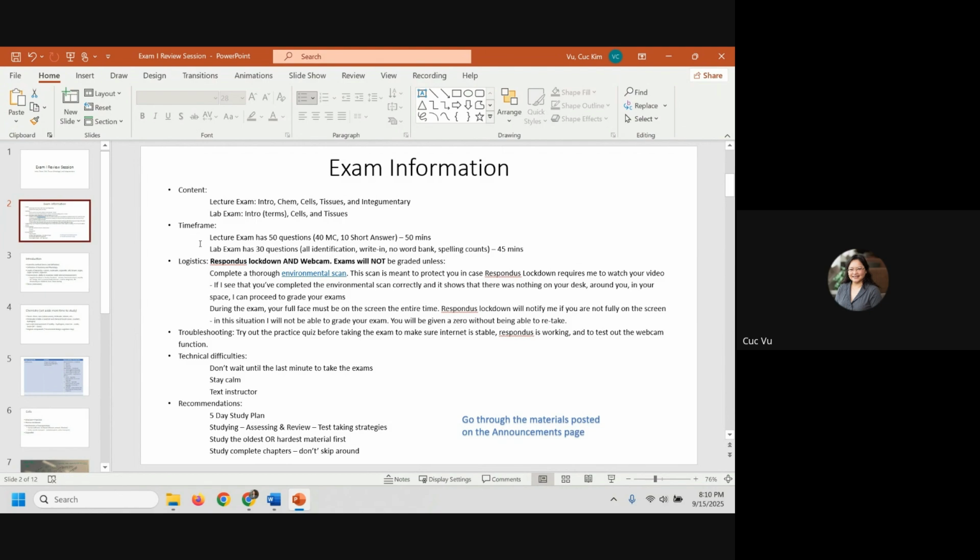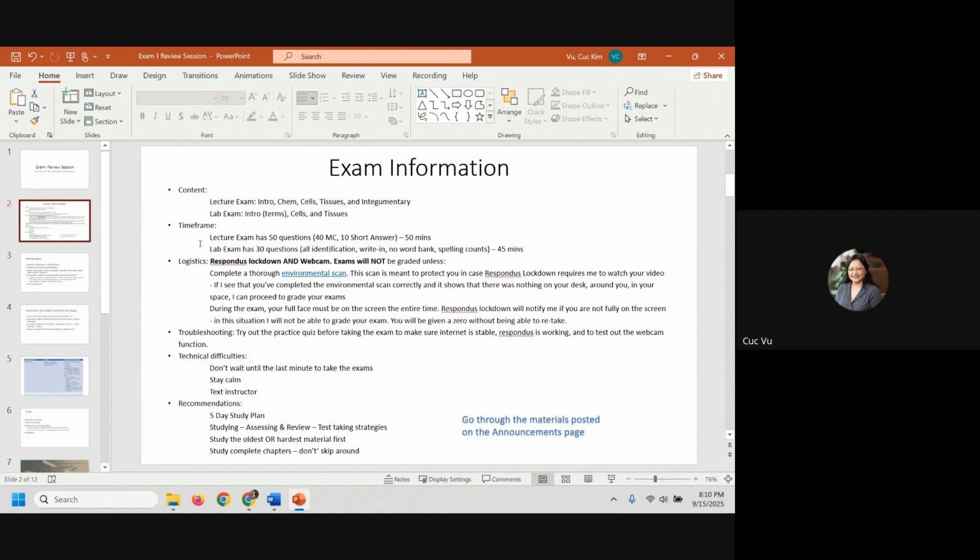You're going to see one question at a time. You're not going to see all the questions at once. You can move back and forth, but I do not recommend that. The reason is that if you move back and forth a lot, you lose track of which ones you answered and which ones you didn't.